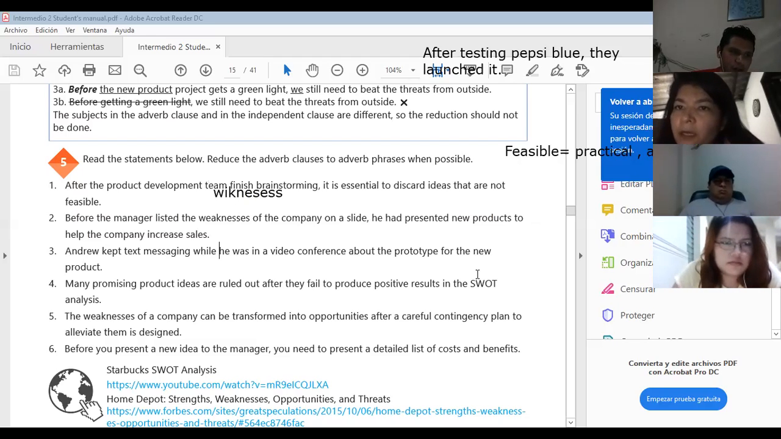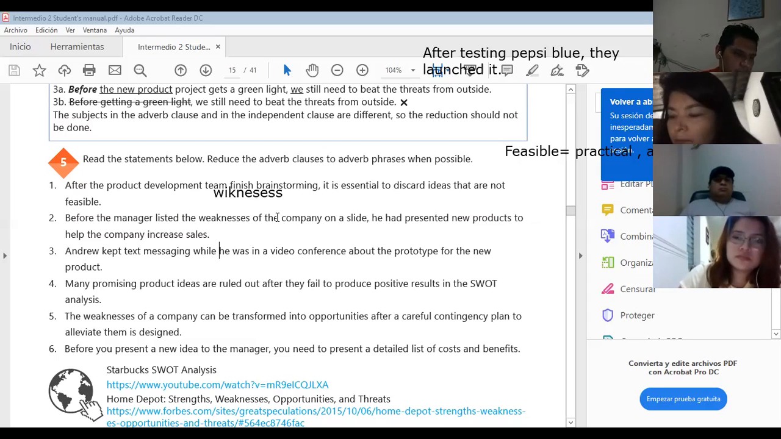Weaknesses of the company on a slide, and continue. Before listing the weaknesses of the company on a slide, he had presented a new product to help the company. All right, that's good. So that is a good example.